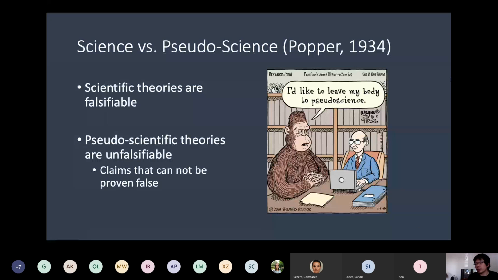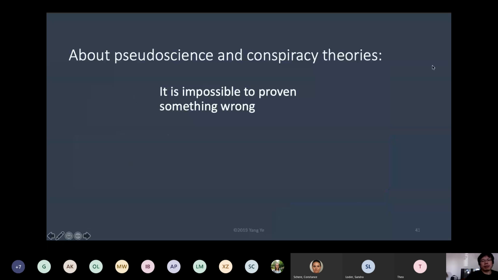Popper also had a very important use of this falsifiability idea: he insists that the boundary between science and pseudoscience is basically falsifiability. Pseudoscientific theories are usually unfalsifiable, which means that they contain claims that cannot be proven false. Okay? So theories like pseudoscience and conspiracy theories utilize a kind of psychology where, when something is impossible to prove wrong, they replace it with the notion that it is true. Okay, but we all know that this is not the case. Just because it is impossible to prove something wrong doesn't mean that it is true.